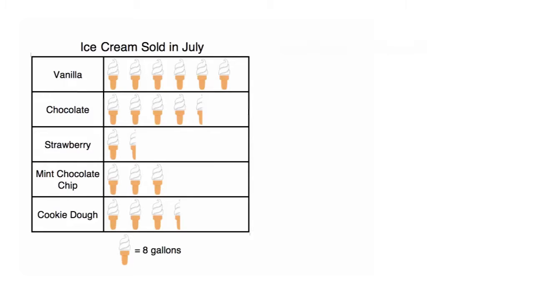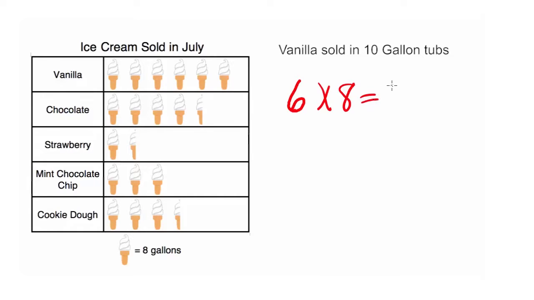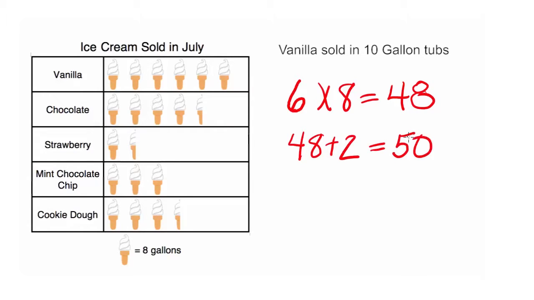Vanilla can be purchased in 10-gallon tubs. You are sure you can increase sales by at least 2 gallons. How many tubs should be ordered for August? The pictograph tells me that 6 times 8 gallons, or 48 gallons, were sold in July. If we want to increase sales by at least 2 gallons, then I would want to sell 48 gallons plus 2 gallons, which is 50 gallons. Now I know I need 50 gallons.